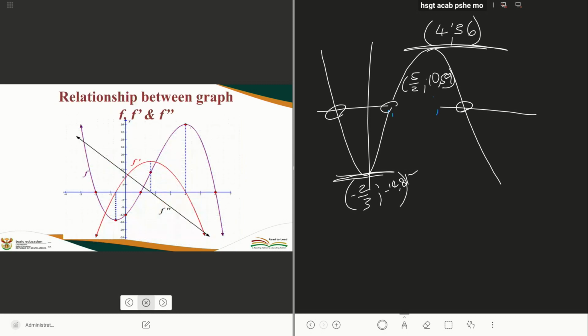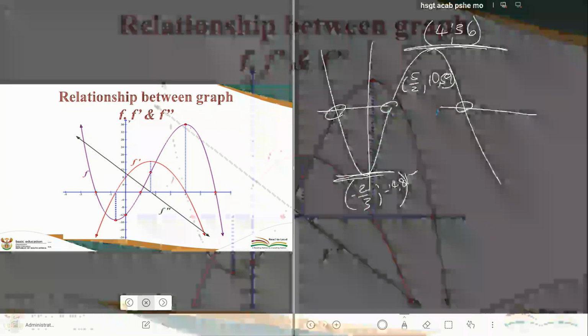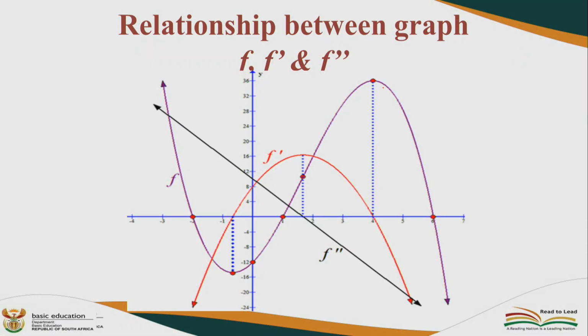Let's get another example. Let's look at the relationship now of f of x and f prime x. Okay.